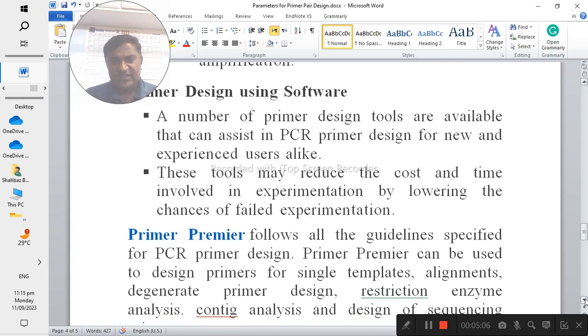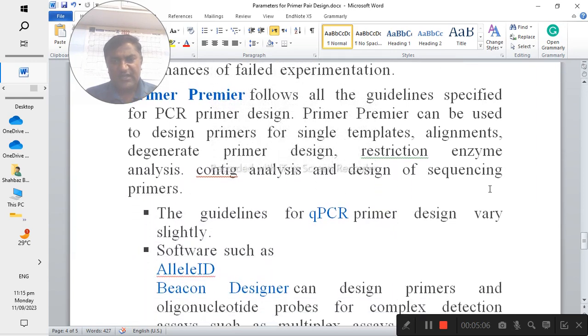Next is Primer Premier, which follows all the guidelines specified for PCR primer design. Primer Premier can be used to design primers for single template alignment, generate primer designs, perform restriction enzyme analysis, contig analysis, and design sequencing primers.